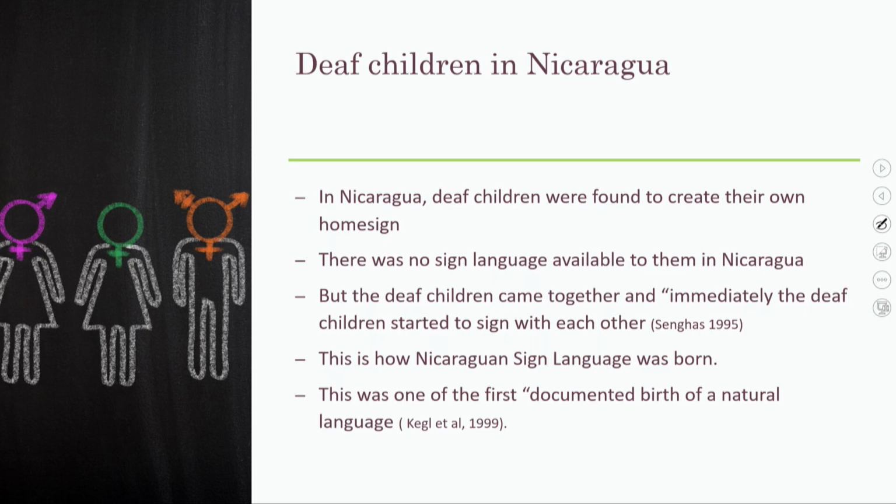So, at that time they did not have a sign language, and these deaf children created their own home sign, and when the deaf children came together, they immediately, I quote, started to sign with each other. So, they immediately communicated with each other using the home sign, and they understood each other perfectly well. In fact, this is how Nicaraguan sign language was born. So, this was one of the first documented births of a natural language. This happened right in front of people's eyes. This was documented and this could be studied.